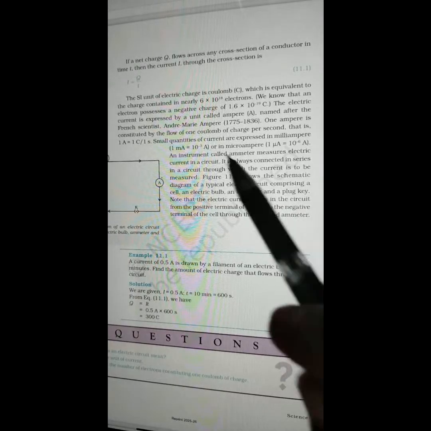Coming on to the next page. If a net charge Q flows across any cross section of a conductor at time t, then the current I through the cross section is I = Q/t. The SI unit of electric current is coulomb or C, which is equivalent to the charge contained in nearly 6 × 10^18 electrons. We know that an electron possesses a negative charge of 1.6 × 10^-19 C.